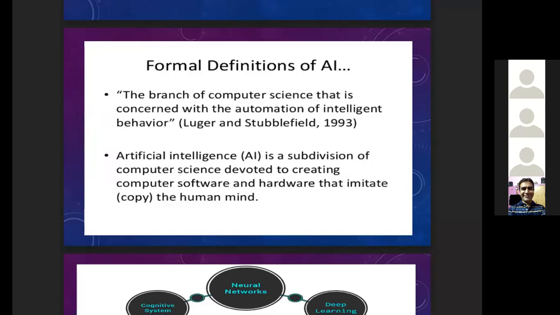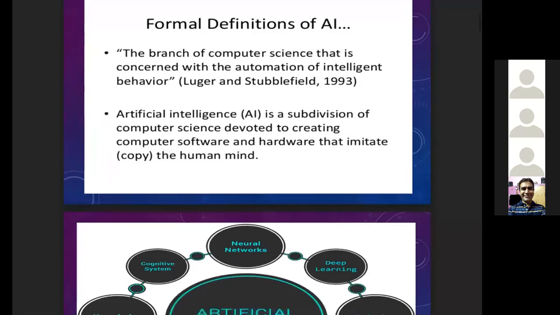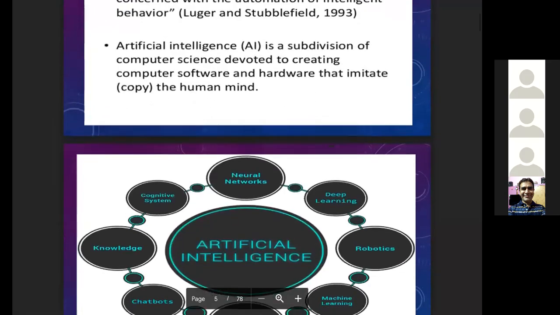Basically, it's a subdivision of computer science, which has recently picked up very much. It is being very well used in various automation systems, as well as in our daily life. We are using it frequently, for example in washing machines, intelligent TVs, and intelligent air conditioners, all of which are controlled and driven by an artificial intelligence chip, which is embedded in the system.